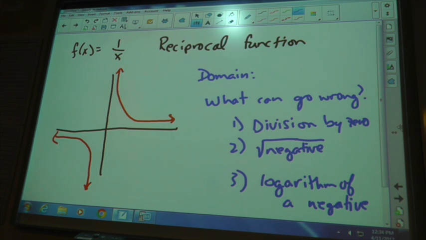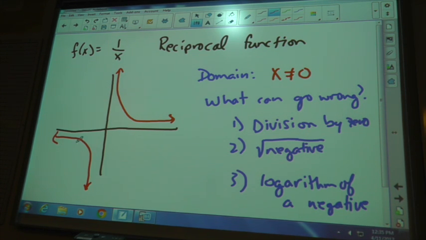Do I divide by 0? Are there any radicals here? Are there any logs here? No. Is there a division? Yes. So the domain is when x, this one is easy enough, x is not equal to 0, right? Simple enough. Now let's look at the range.